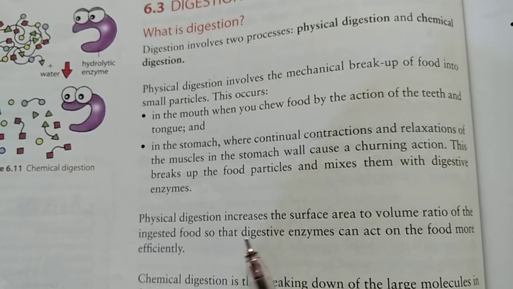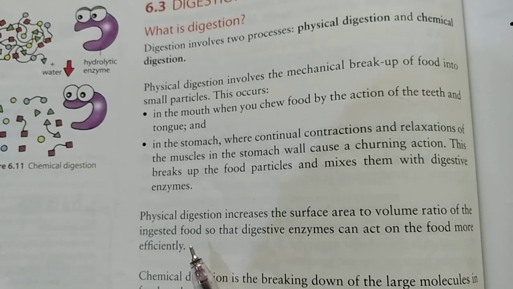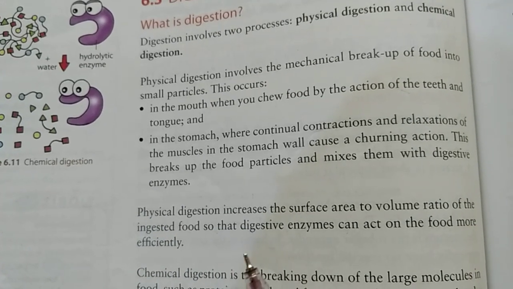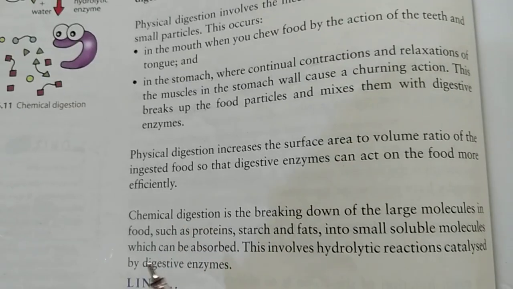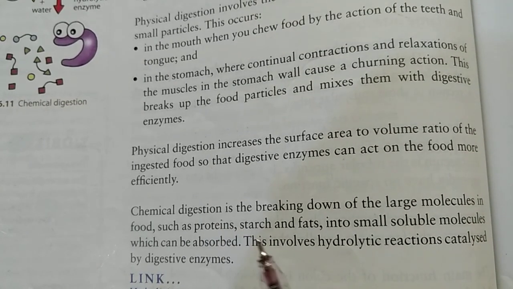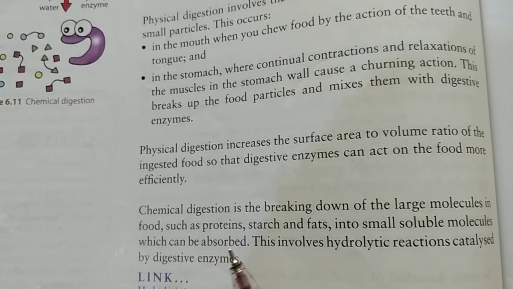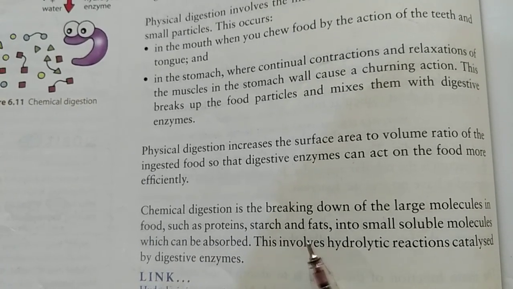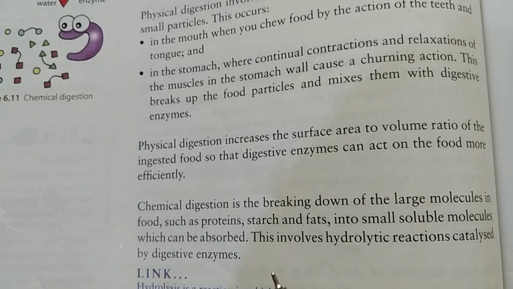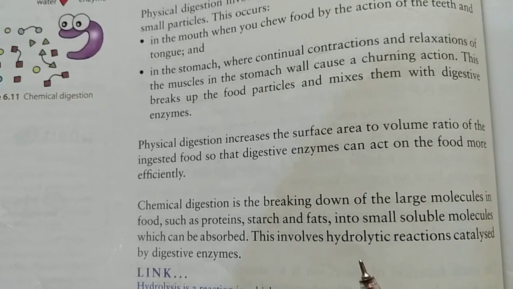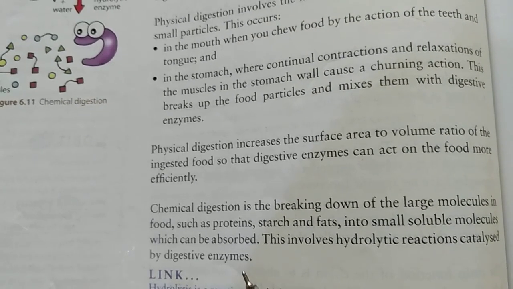Physical digestion increases the surface area to volume ratio of the ingested food so that digestive enzymes can act on the food more effectively. Chemical digestion is the breaking down of the large molecules in food, such as protein, starch, and fats, into small soluble molecules which can be absorbed. This involves a hydrolytic reaction catalyzed by digestive enzymes.